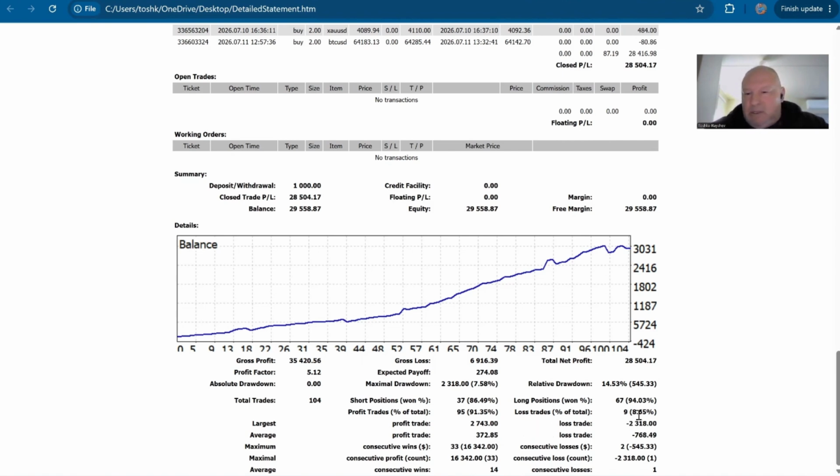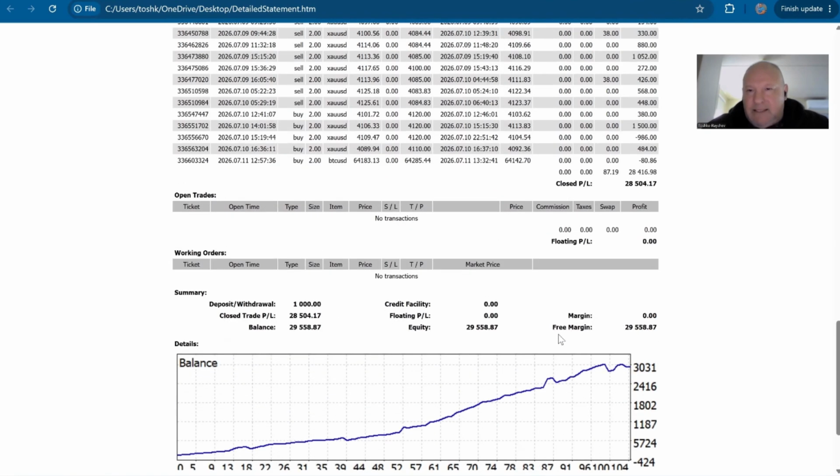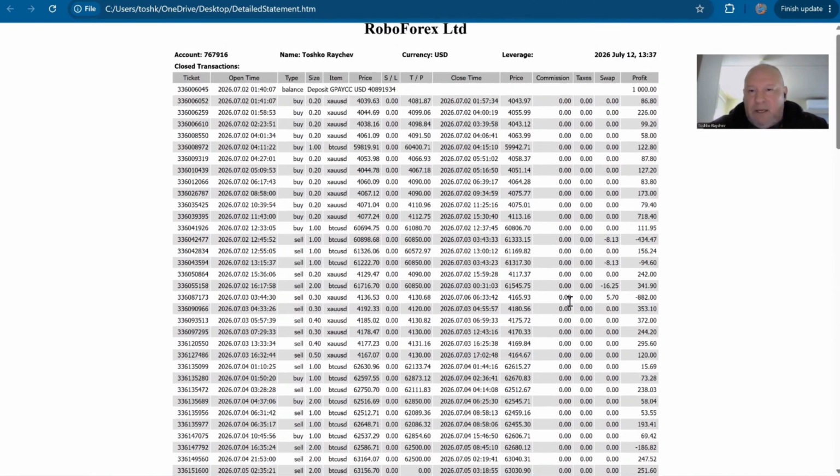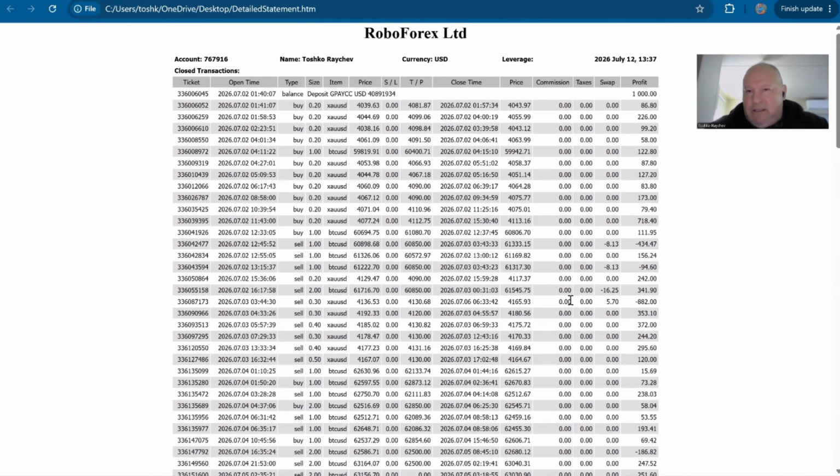Then lost trades, as you can see, I have 9 of them, so almost 9%. All the info you can see over here. So consecutive wins, consecutive losses, and so on and so forth. So it's accomplishable. That was my idea to show you, and that's why I generated this detailed report from my live account, to prove that it's real, of course, not that I'm showing some demo account and talking nonsense, right?